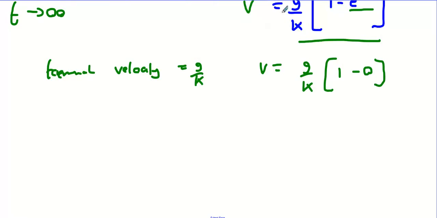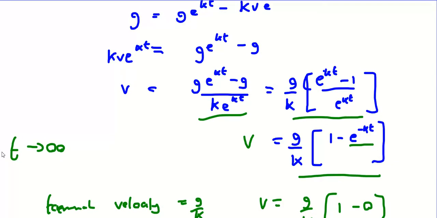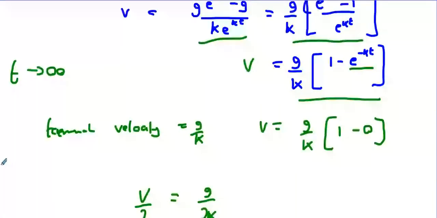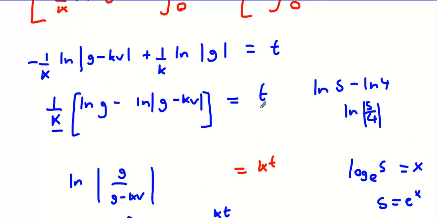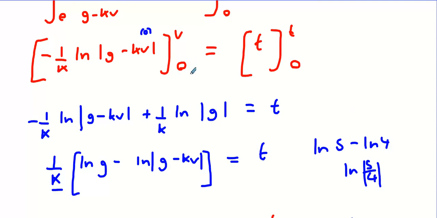Alrighty. So you're looking for the time taken for it to reach a velocity of v over 2. So v over 2, or terminal velocity over 2, will be g over 2k. Now we can go back up here to some of our workings. Remember when we had t on its own over here? What we were using was 0 and v. Well, we're not going to use v anymore. We're going to sub out v in a second.